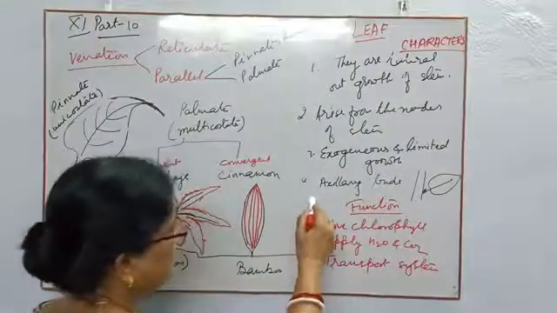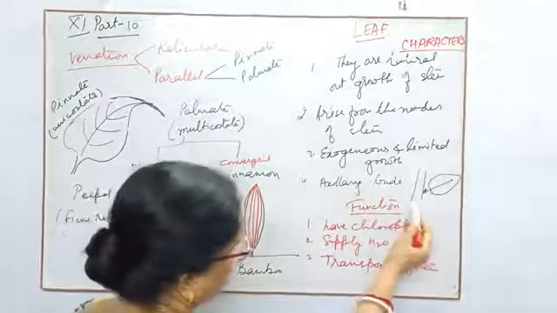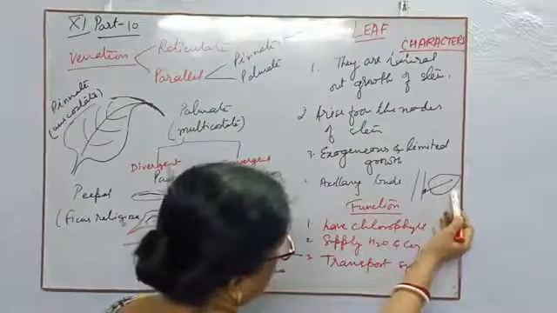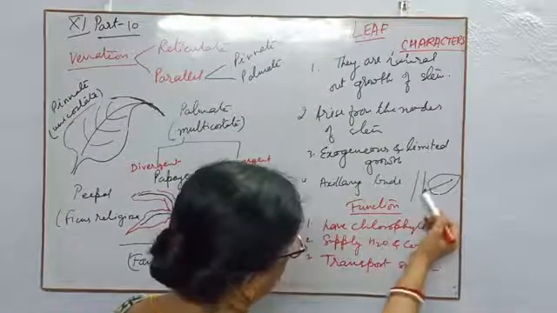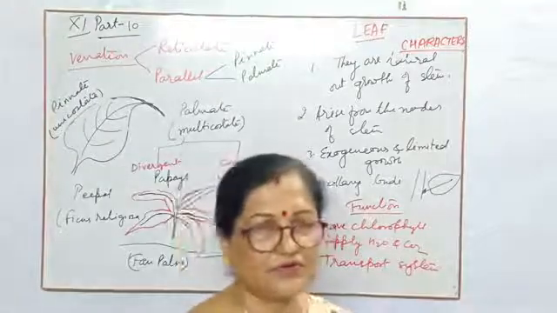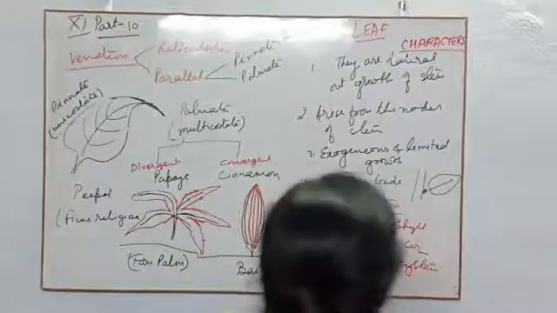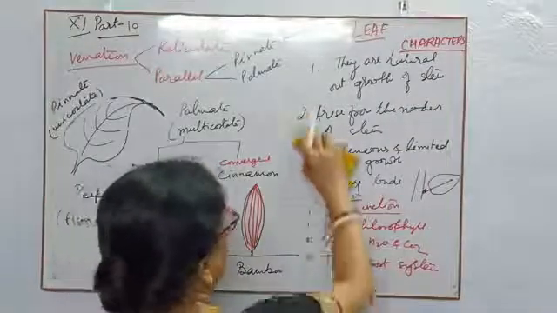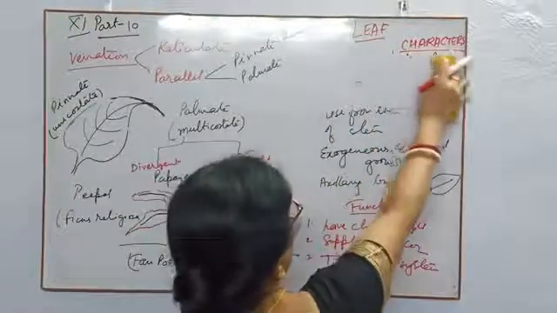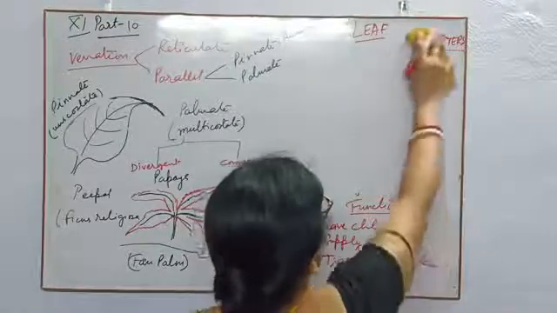Then next character, they develop from the axillary bud. Children, suppose this is the stem. The leaves will grow from here. So there will be some axillary bud. From axillary bud, the leaves can grow from the stem. So these are the characters due to which we can recognize the leaf. What is the leaf? Then we will come to the function of the leaves.